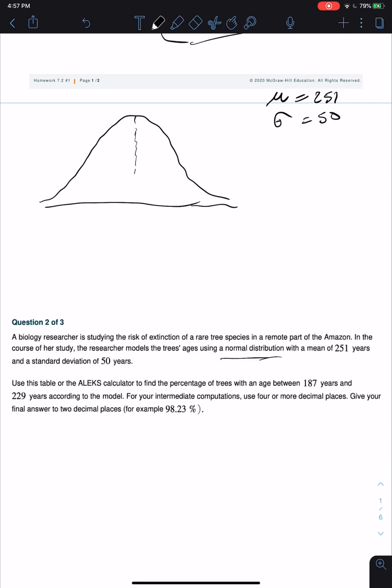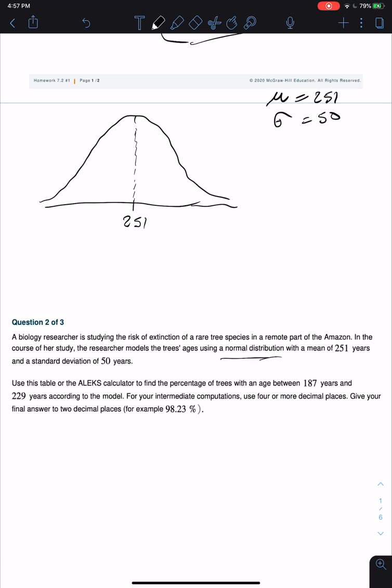So the actual mean of these tree ages is 251. This special tree has a standard deviation of 50. We get to the question here. Use an ALEKS calculator to find the percentage of trees. We can also do this with a table.